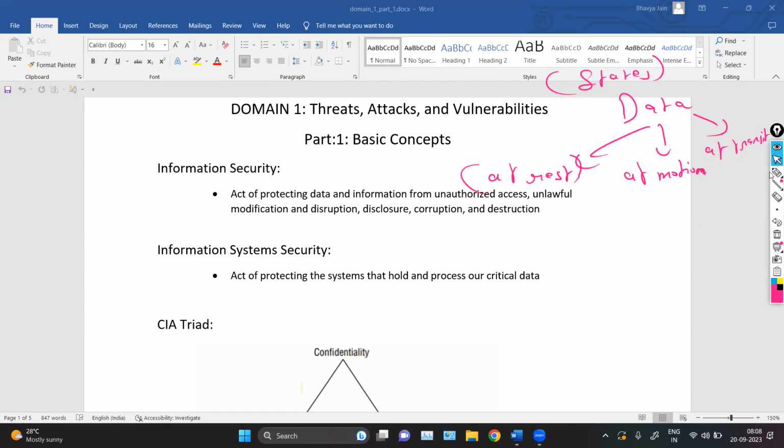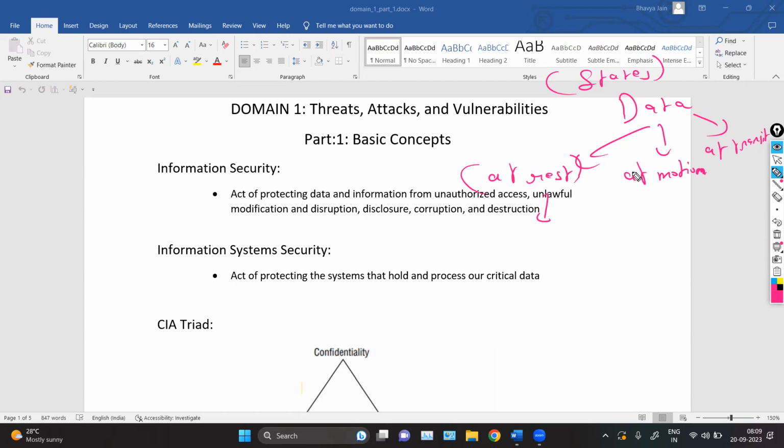So first is data at rest. Data at rest means it is stored somewhere. Let's say it is stored in hardware, or in software, like in cloud services. It can be stored in your pen drive, your hard disk, your SSDs, your servers, anywhere. So data is at rest. Whenever we are storing the data, we are ensuring that data should be protected from every attack.